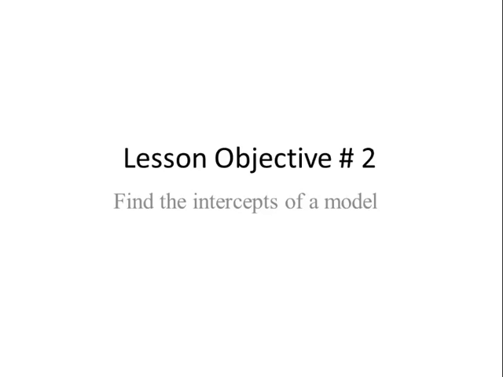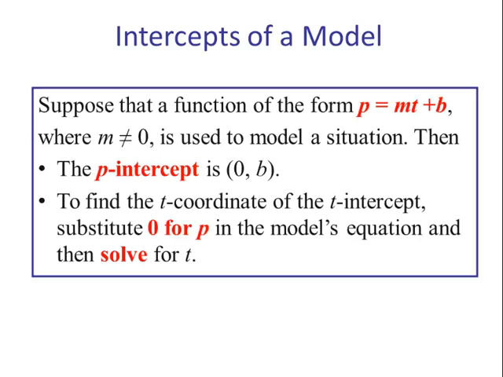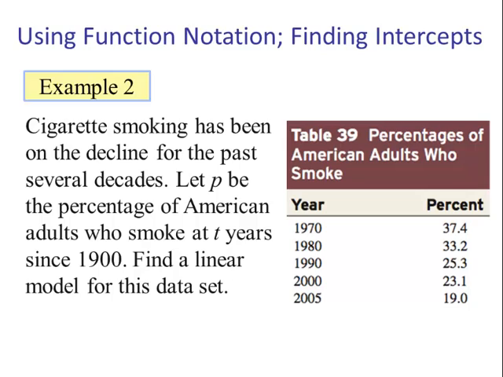Lesson objective. Suppose a function of the form p equals m times t plus b, where m does not equal 0, is used to model a situation. Then the p-intercept is 0, b. To find the t-coordinate of the t-intercept, we substitute 0 for p in the equation and solve for t. Let's do an example. Example 2.